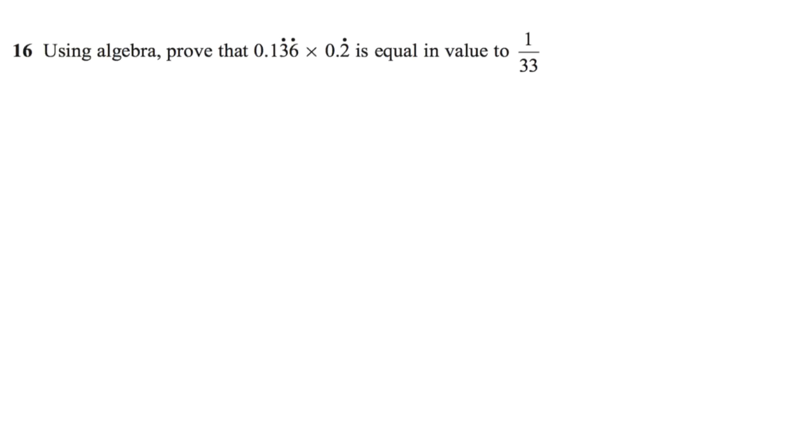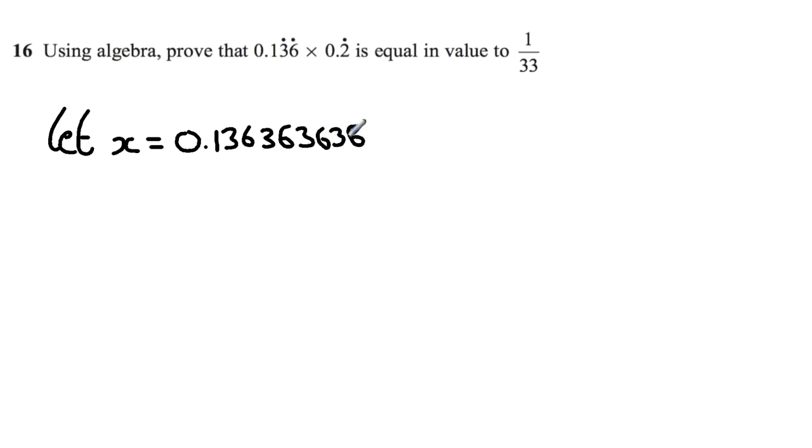So the first thing I'm going to do, I'm going to let x be the first reoccurring decimal. So, let x equal 0.136336 and so on. I'm then going to multiply both sides by 10. So, 10x equals 1.3636. I'm going to multiply it again by 10, which is 100x.